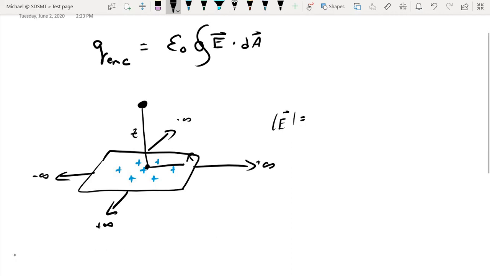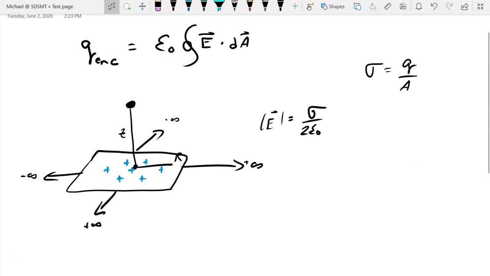And that field expression was sigma over 2 epsilon, if you remember. And sigma was the ratio of charge to area for the sheet. And at first you might be saying, well, this is an infinitely large sheet. It has infinite charge over infinite area. How do we get a definition for sigma?